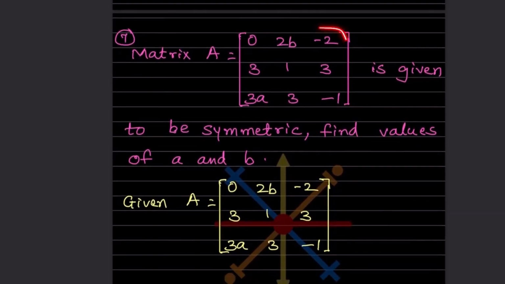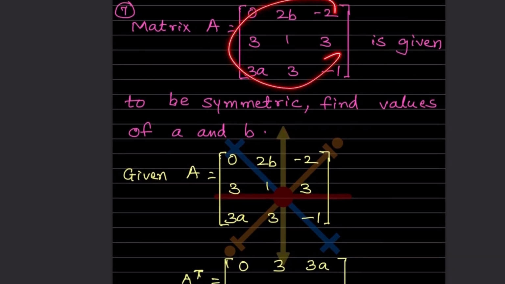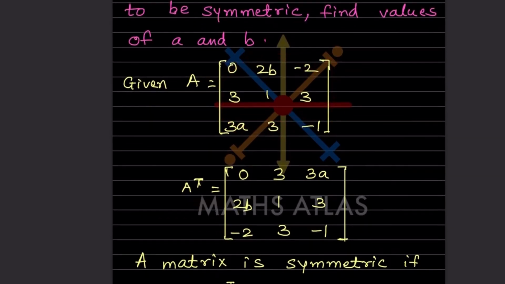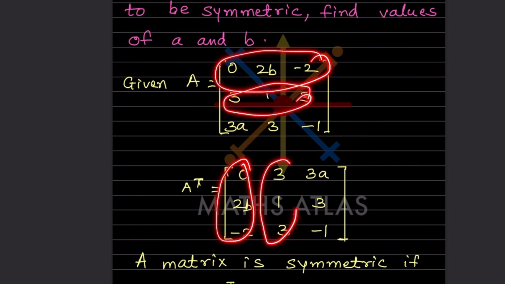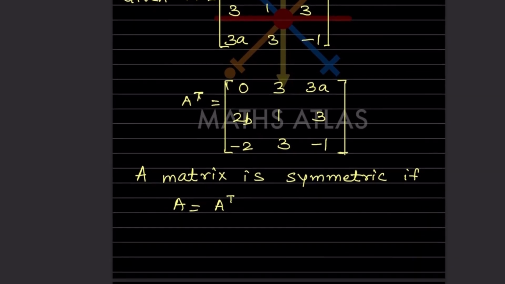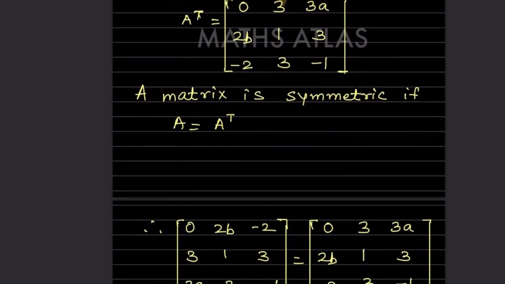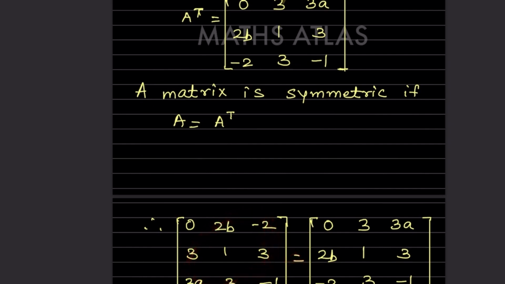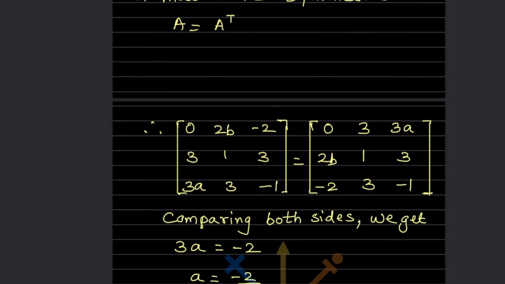Now here, this is the matrix given, and this is given to be symmetric and find values of a and b. So this A matrix is given. So let us take the A transpose of it. So this will be like this here, this will be here, this is going to be here. So now A matrix is symmetric if, what is the rule? That A is A transpose. So now what are we going to write here? This A, you will write over here, is equal to A transpose, you already got over here. So now we are going to compare this and this.